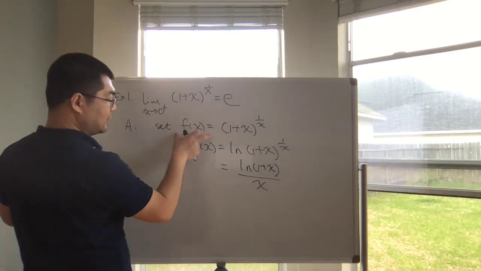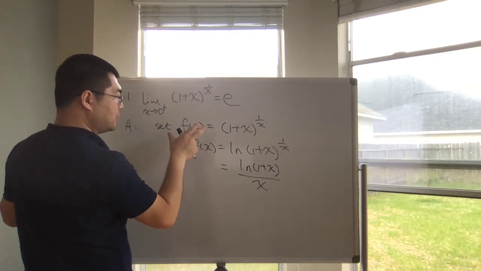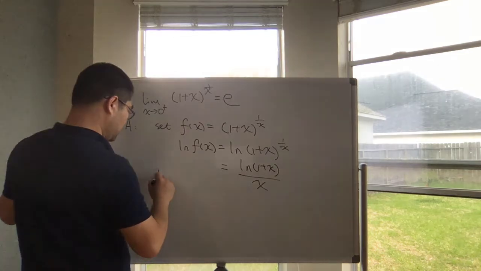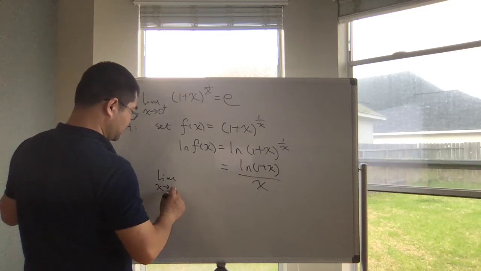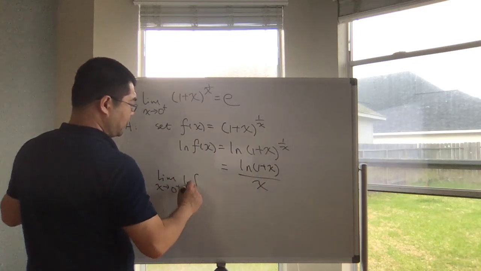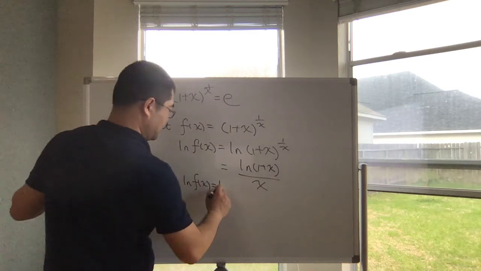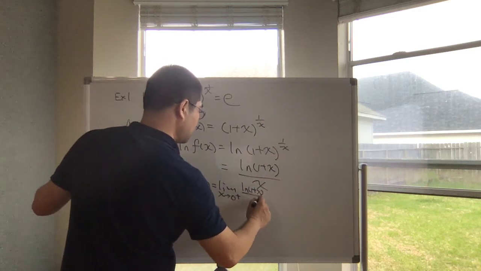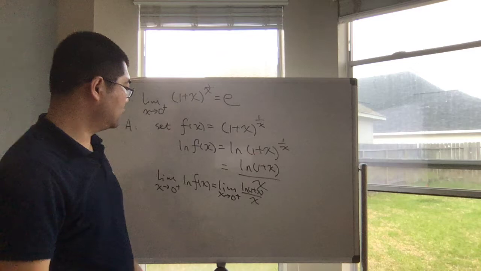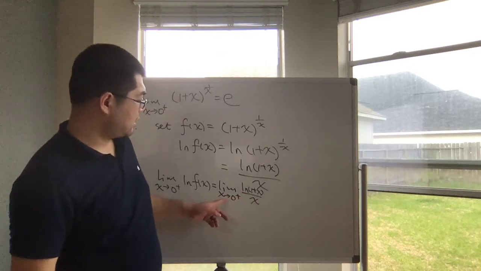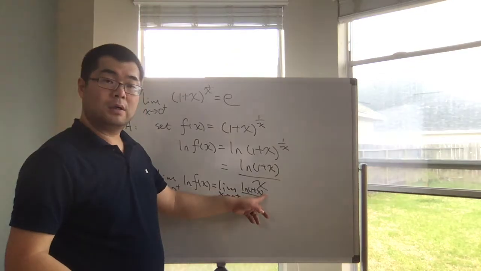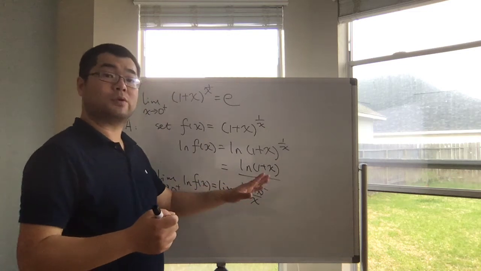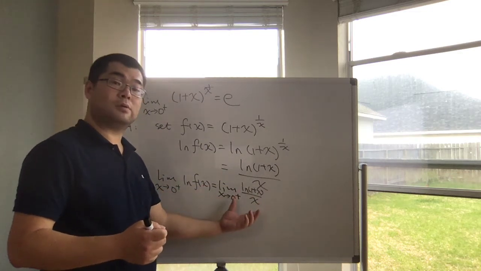So instead of taking the limit of f(x) directly, we take the natural logarithm first, and then we take its limit. So the limit as x approaches 0 from the right of ln of f(x) equals the limit as x approaches 0 from the right of ln of (1 plus x) over x. How do we handle this? Take a look. As x approaches 0 from the right, on the top you have ln of 1, which is 0. On the bottom, you have 0. So you have a 0 over 0 type, and we can apply the L'Hopital rule.